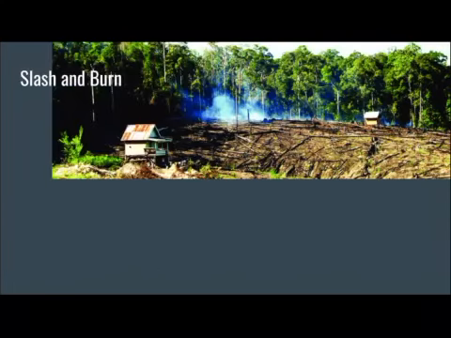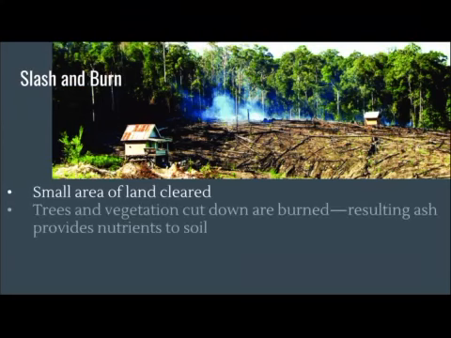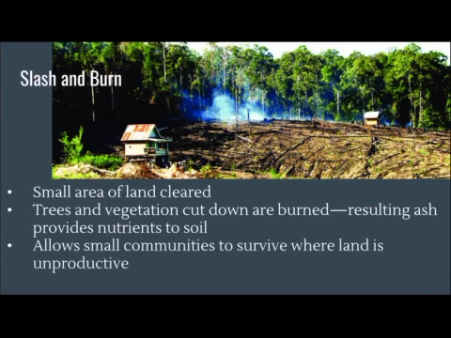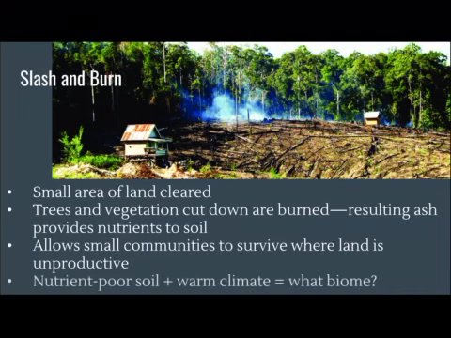Looking at another farming type and the impacts it has, and this is usually used in tropical areas, smaller farms, it's called slash and burn. So a small area of land is cleared, and then the trees and vegetation that are cut down are burned. What that does is it puts the ash and the nutrients in the soil, so it's almost like a natural fertilizer. So it allows smaller communities to survive in areas where land is unproductive.